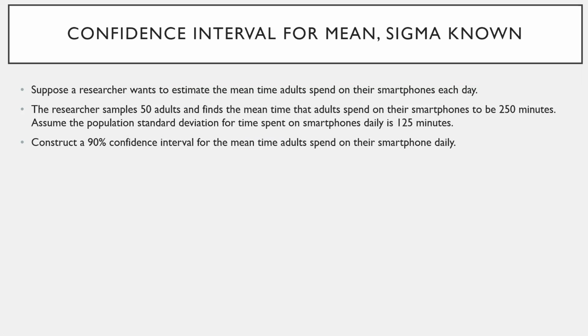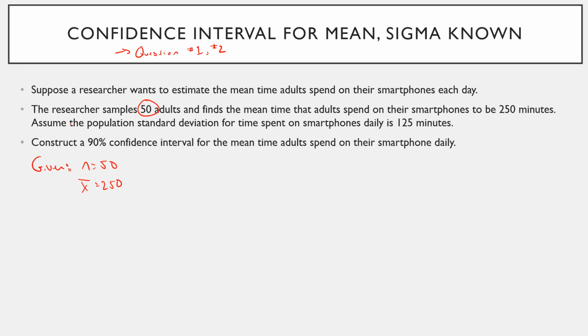So first one I want to do is confidence interval for a mean when sigma is known. All right. So this relates to questions 1 and 2 on your exam number 4. Right. So it just goes like this. Suppose a researcher wants to estimate the mean time adults spend on their smartphones each day. Okay, so you have this researcher and they just want to estimate on average how much time people spend on their smartphones every day. So the researcher samples, so look, I'm just going to write down what you're given, okay? The researcher samples 50 adults and finds that the mean time that adults spend on their smartphones to be 250 minutes. So that's the X bar, okay?